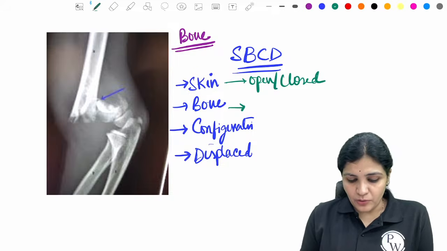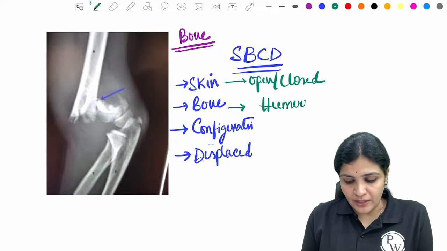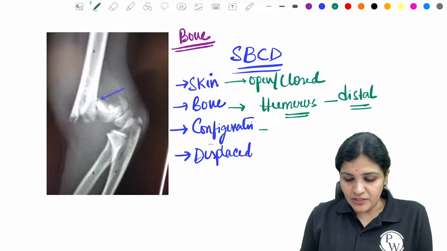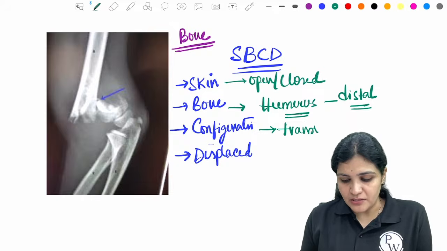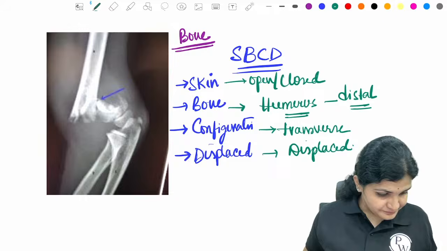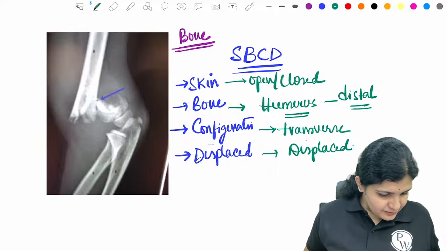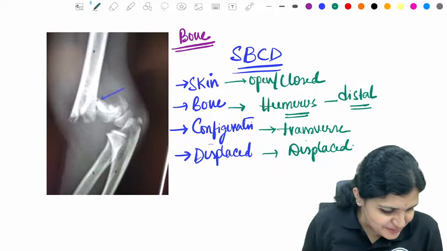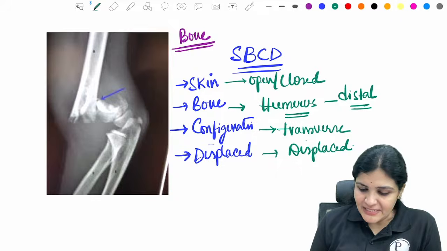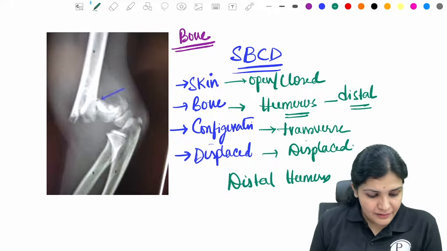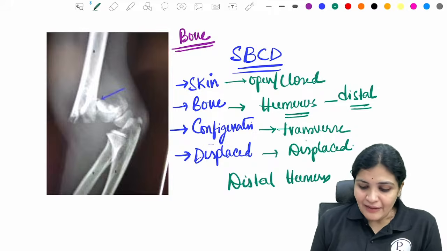Then go for bone. So you see this is a humerus bone, right? So we are dealing with the humerus bone, and that too the distal part of the humerus. And how is the configuration? It is a transverse fracture. And now it is a displaced transverse fracture, right? So this is how you should see. Simple and complex was very easy for everybody, right? Yes, you have to name this as a distal humerus transverse fracture. And now I tell you this is displaced.